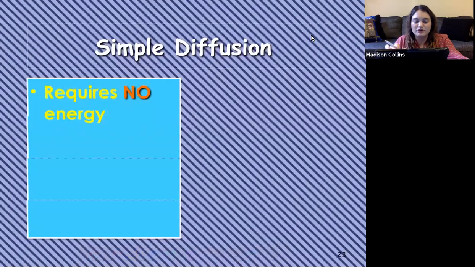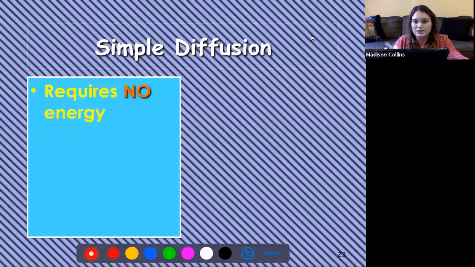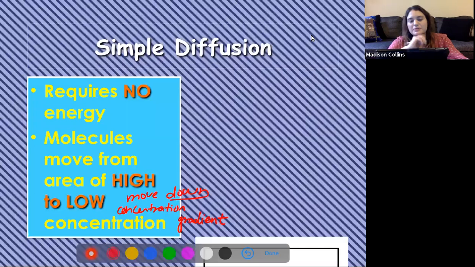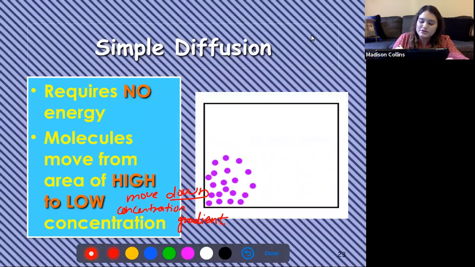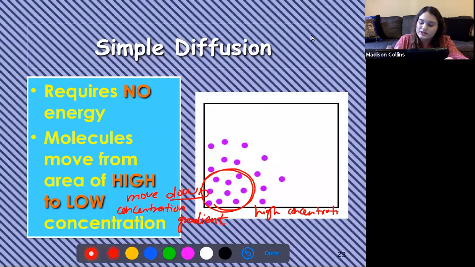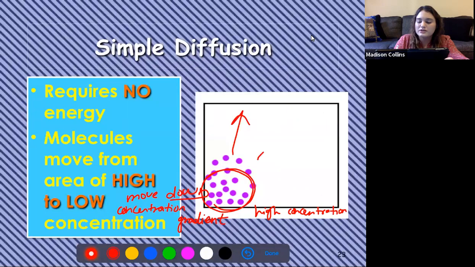Right, now here's a recap of what you need to know about that. Simple diffusion requires no energy, and molecules are still moving from high to low concentrations. They are moving down the concentration gradient. Right, now here's a picture of what that looks like. So at first, the molecules start out in this left-hand corner. Here, they're at a high concentration, but over time, what do we see happening? They start spreading out all throughout this environment.